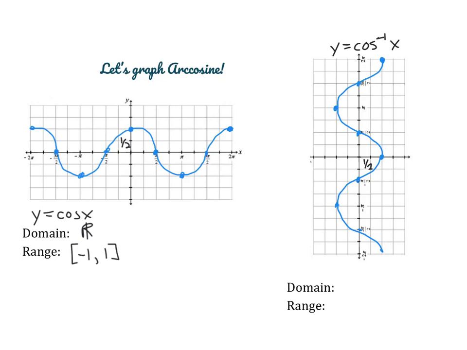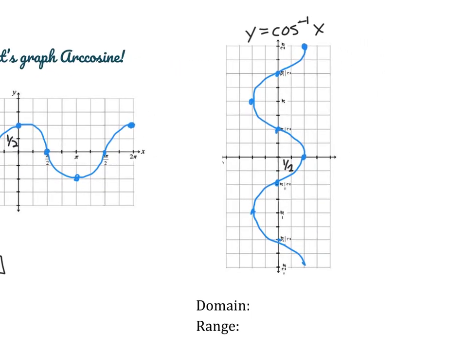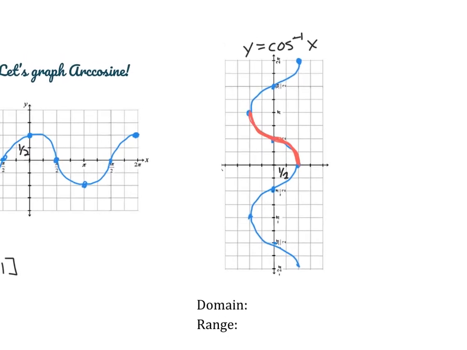So for arc cosine, again, we're only going to use part of this graph. And the part that we use is actually from here to here. So again, we are only actually going to be using this part in red. Everything else in blue above or below it is not actually part of arc cosine.